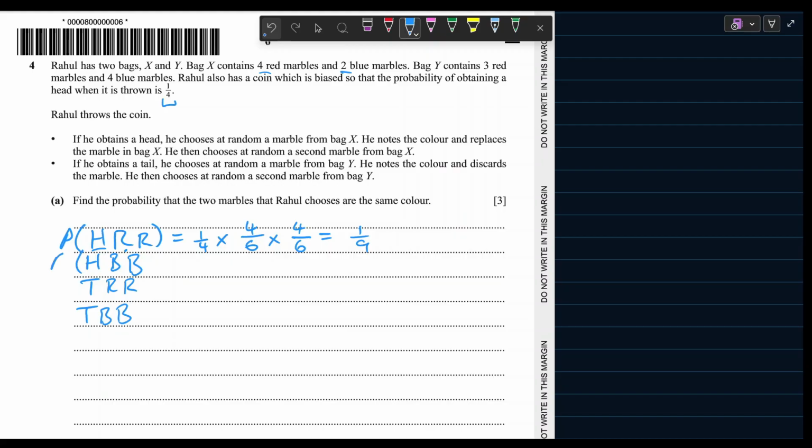And then the second scenario, he rolls a head, which is a quarter, multiplied by, in bag X, we've got a total of 6 marbles, and blue marbles, there's 2 of them. So he's got 2 out of 6 chances of getting a blue marble. And then for the second pick, he's replaced the blue marble that he initially took. So there's still a 2 out of 6 chance of getting a blue marble. So that's going to be a quarter times 2 over 6 times 2 over 6, which gives us 1 over 36. And then let's evaluate the probability of this scenario.